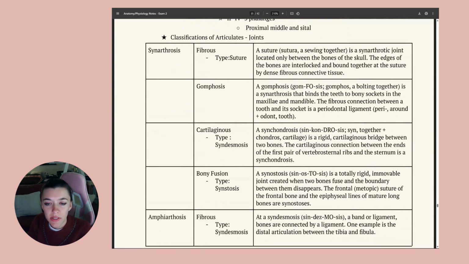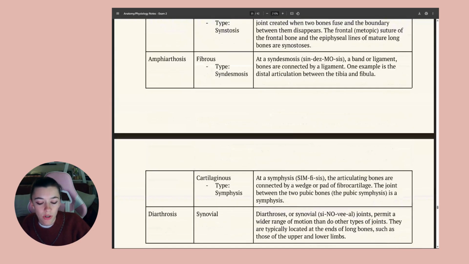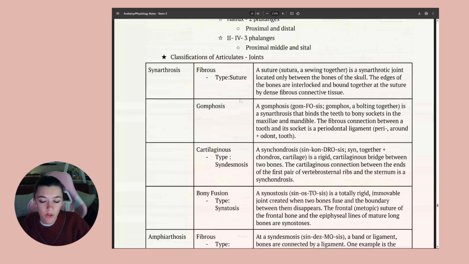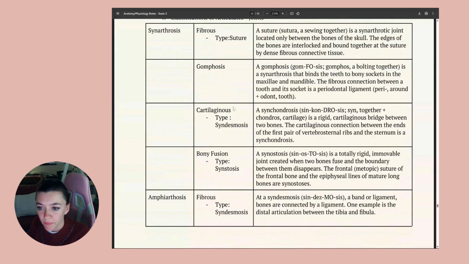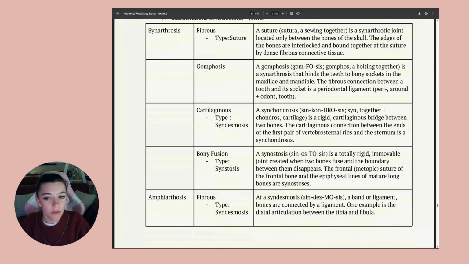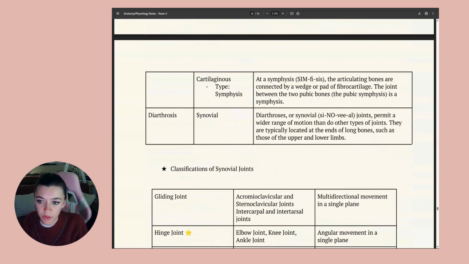Now you have classifications of joints, of different articulations. So the 3 big classifications are going to be synarthrosis, amphiarthrosis, and diarthrosis. Synarthrosis, those are going to be fibrous, gomphosis, cartilaginous, bony fusion, fibrous. I'm not going to go over these because there's so much, and I don't really think it's going to be that important to the test. But if you want to pause and read this, then go ahead. And then, diarthrosis, those are synovial.